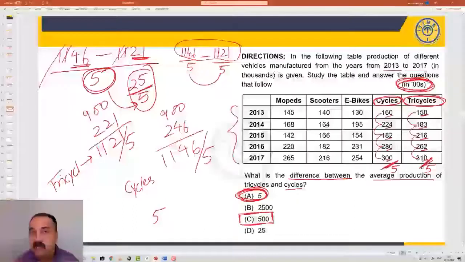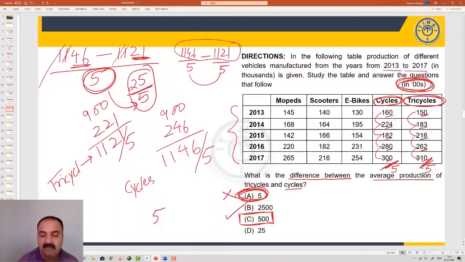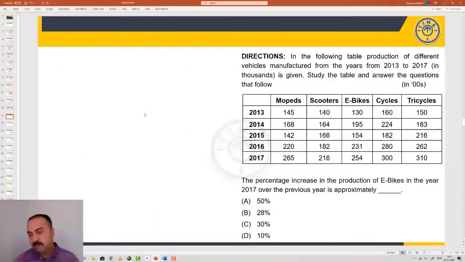And the question is not how many hundreds is the difference between the average. The question is, what is the difference between the average production? So the answer would not be 5, the answer would be 500. For the same table on manufacturing of mopeds, scooters, e-bikes, and so on for these 5 years, again, the data is in hundreds.